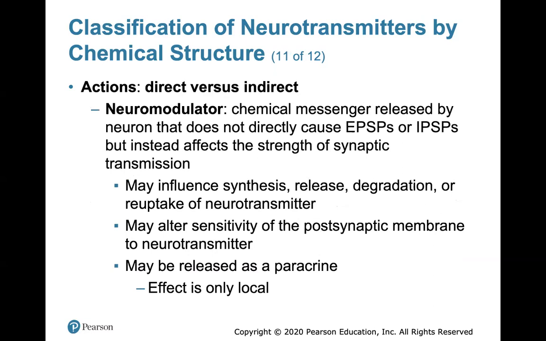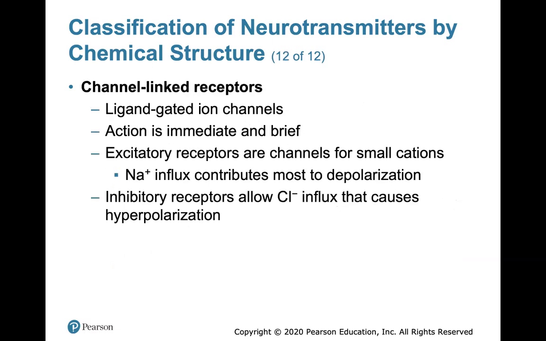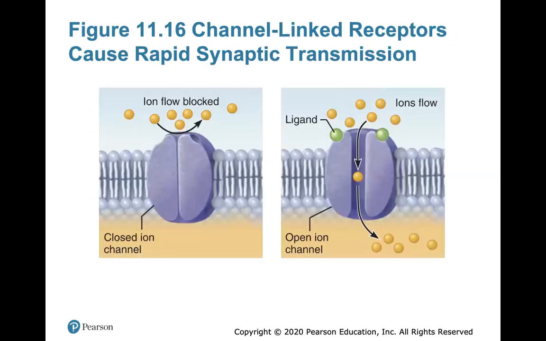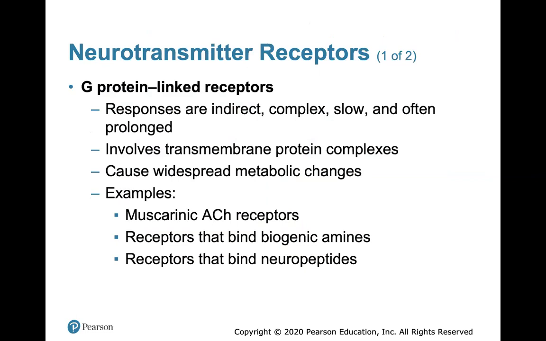The neuromodulator is a chemical messenger released by the neuron that does not directly cause these excitatory or inhibitory potentials, but instead affects the strength of the synaptic transmission. So that's a neuromodulator. Channel-linked receptors are ligand-gated ion channels. Their action is immediate and brief, which is shown here. G protein-linked receptors are indirect, complex, slow, and often more prolonged.